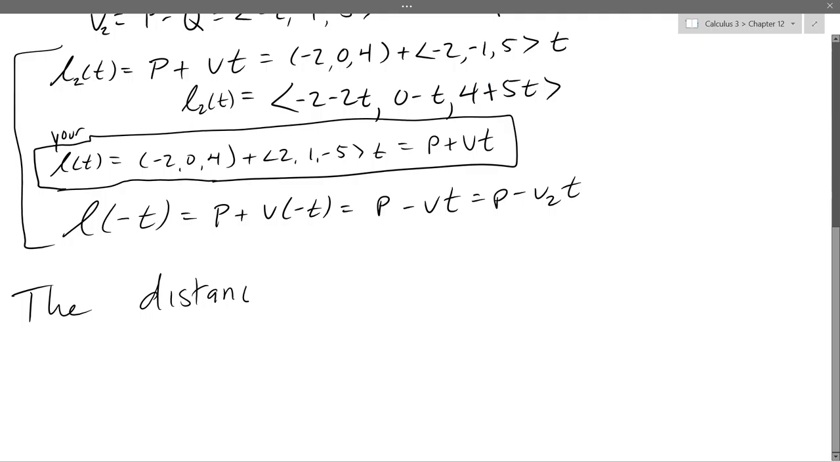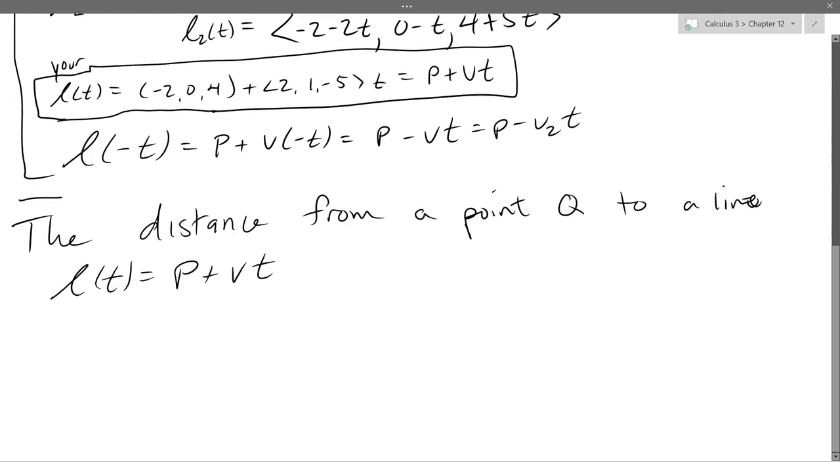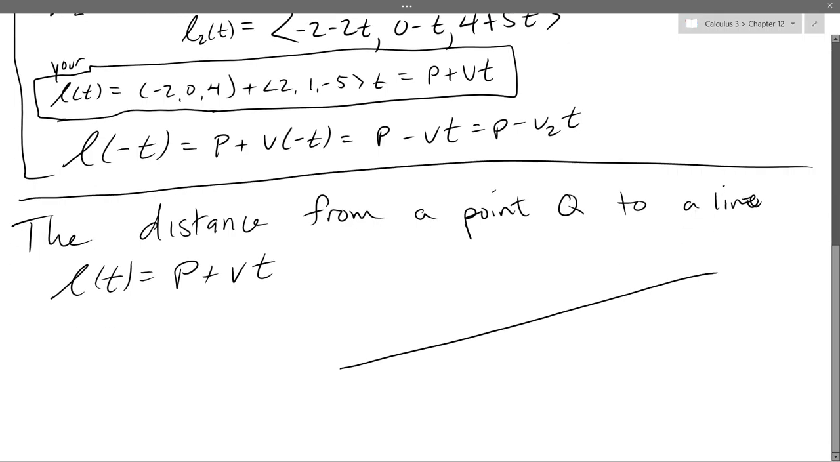So now we're going to get into some of the more tricky geometry. We're going to look at the distance from a point to a line. Easy to draw a line. It's easy to draw a point. Now this is a super easy problem if the point's on the line. So what if the point's on the line? What's your distance? Zero.